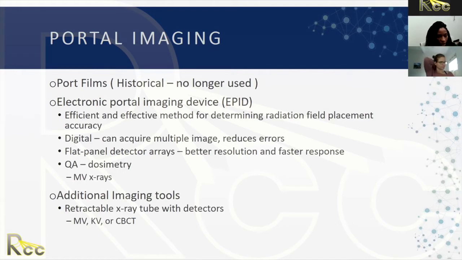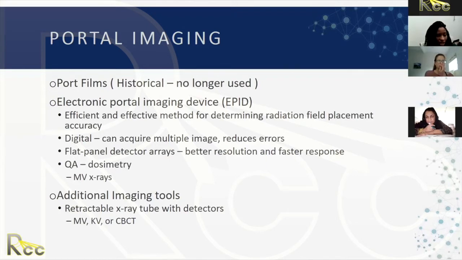Film-based imaging also has notoriously poor quality, especially with photon energies greater than 6 MeV. And so EPIDs, electronic portal imaging devices, have essentially replaced film-based imaging, and most linear accelerators now will come with an EPID system. The EPIDs use a digital imaging system to create images with improved quality and contrast over the traditional port films. It's a more efficient and more effective method for determining the radiation field placement and accuracy.